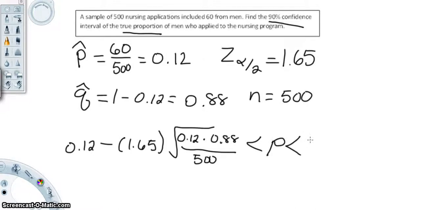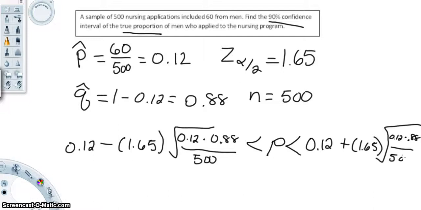And then we have, again, 0.12. Only thing changing now is we have a plus sign. 1.65 times the square root of 0.12 times 0.88 over 500.